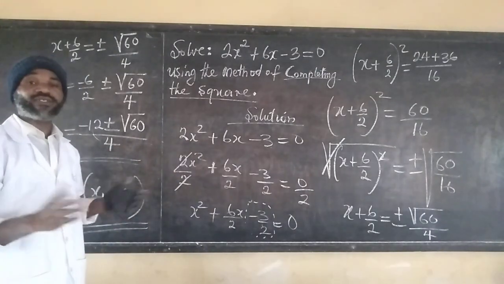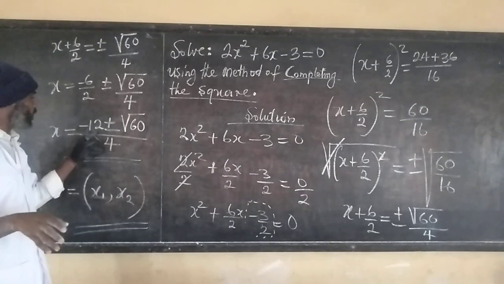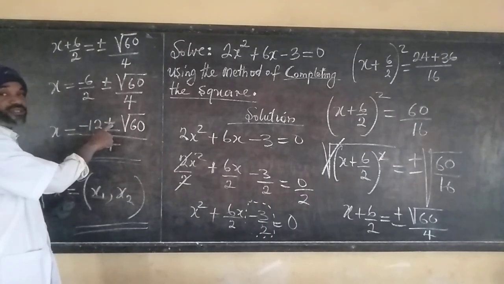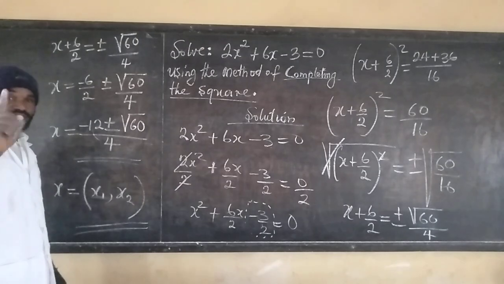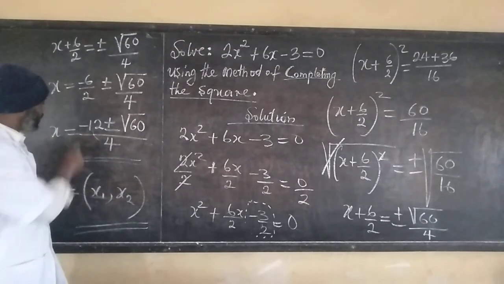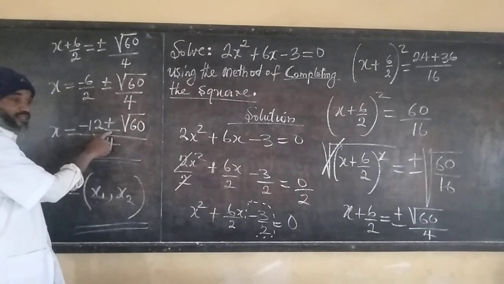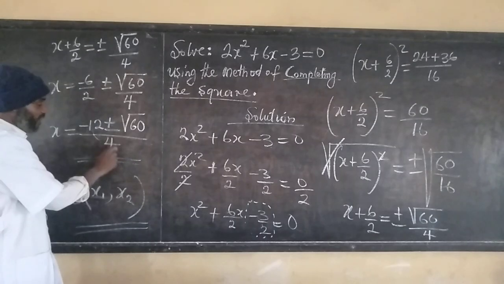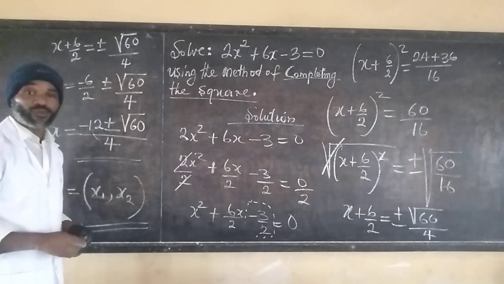What you need to do is very simple. Use your calculator: press minus 12, go first with plus, the square root of 60, and then divide by 4. Whatever it gives you is x1. Go again with minus 12, no longer with plus but now minus, minus root 60, over 4. Whatever it gives you is x2. That is what you are supposed to do.